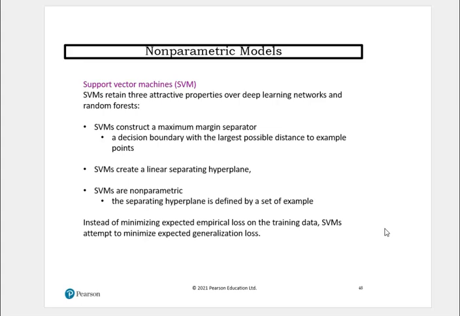And the third property of SVMs is that SVMs are non-parametric. The separating hyperplane is defined by a set of example points, not by a collection of parameter values. So unlike regression, we don't have to specify the number of parameters we're going to use in our hypotheses.